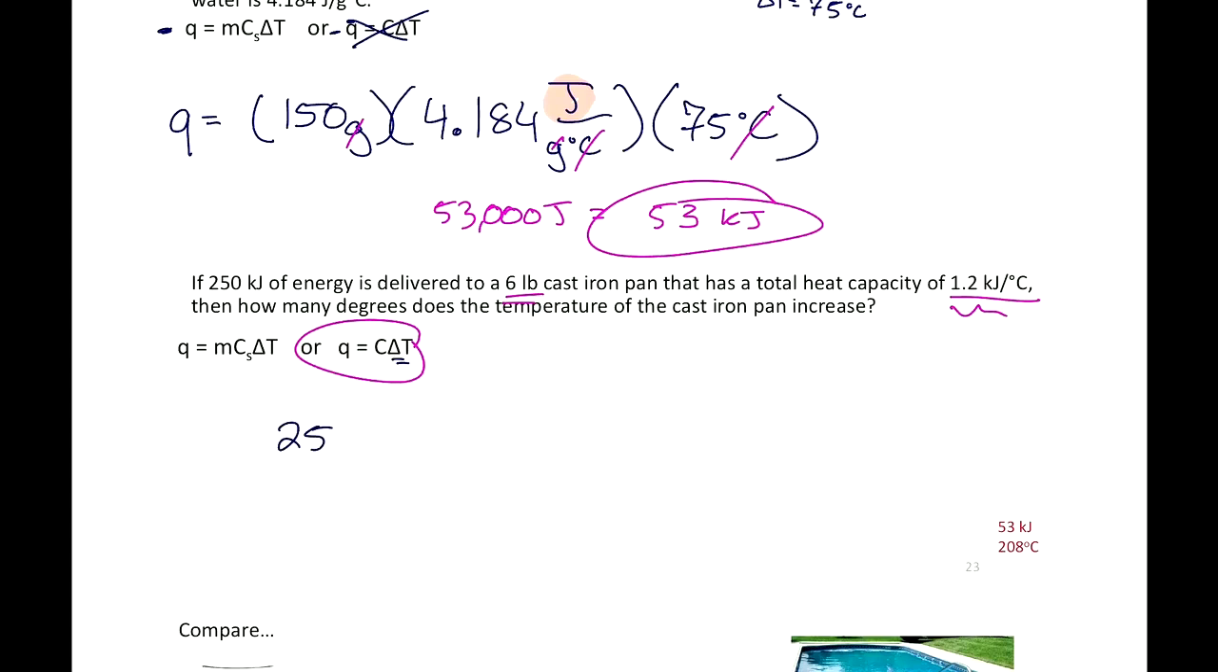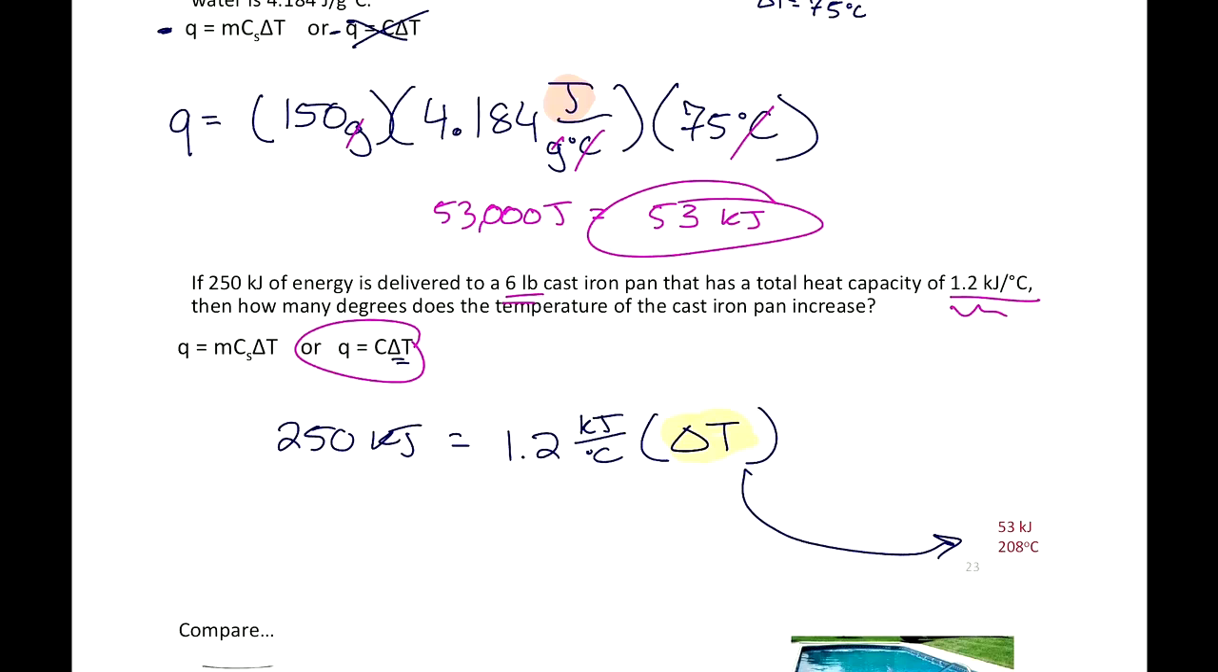So Q in this case is 250, and I'm not going to convert that to joules, because the heat capacity is in kilojoules. I don't have to. Q equals heat capacity, 1.2 kilojoules per degree Celsius, times delta T. Solving for delta T, you get 208 Celsius. So delivering that much heat, given this heat capacity, will raise the temperature of that pan by about 200 degrees Celsius. I tried to trick you by telling you the weight of the pan, but I didn't give you specific heat. I gave you total heat capacity, so you don't have to use it at all.